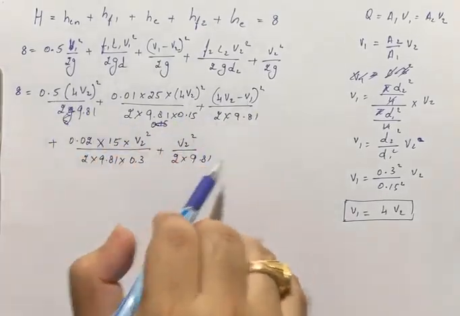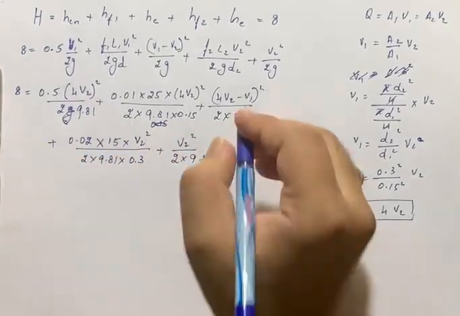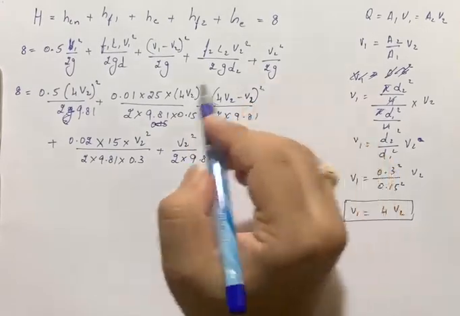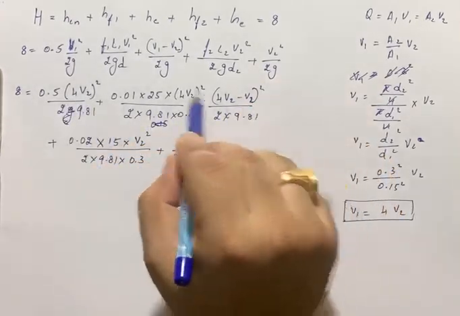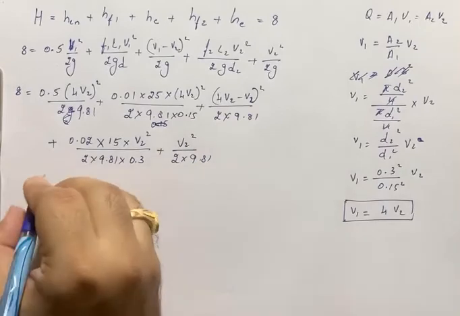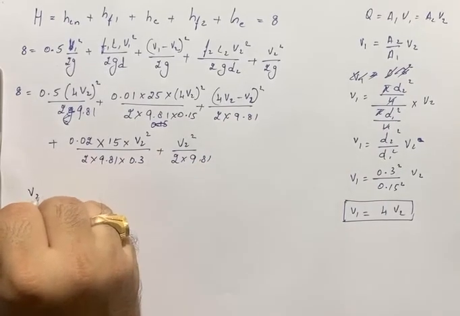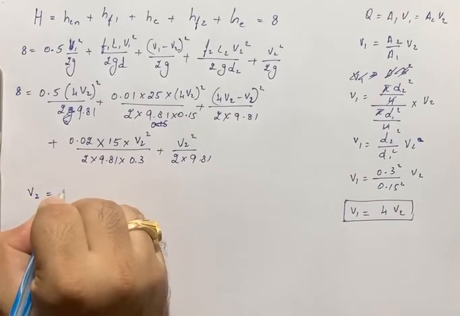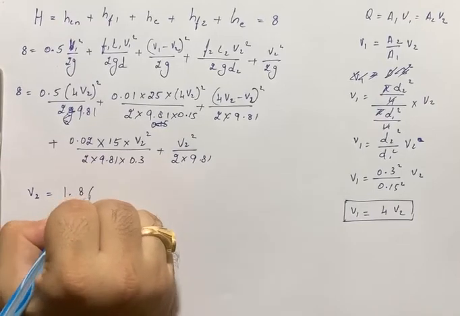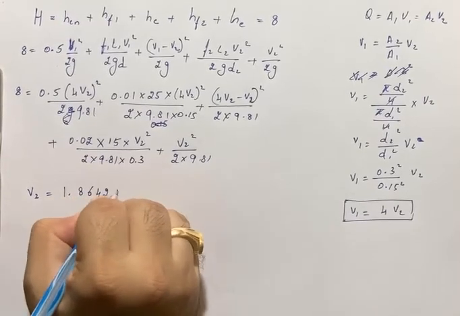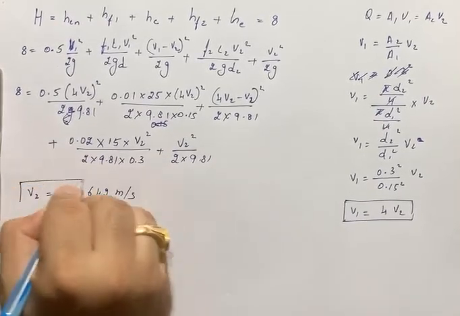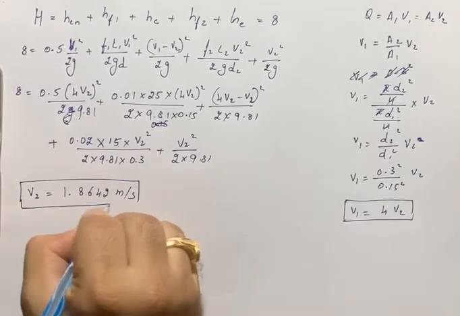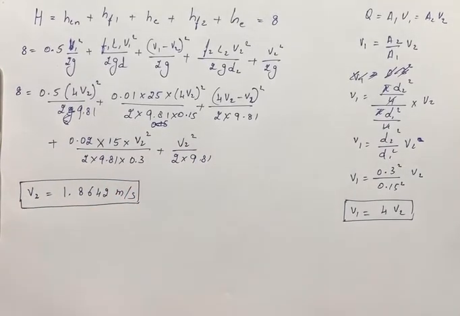So in this complete equation we have only one unknown, V2, right. Find the value of V2 and you will get V2 is equal to 1.8642 meters per second, right. We got the value of V2. Now we can directly substitute in this formula and find V1 here, right.